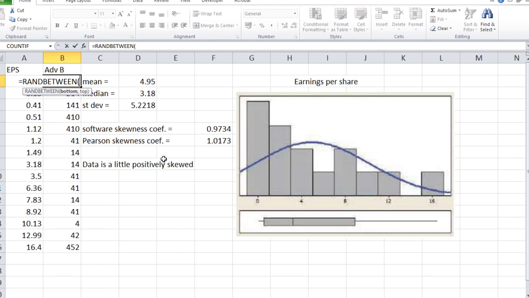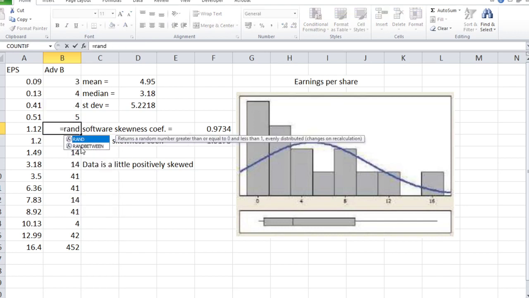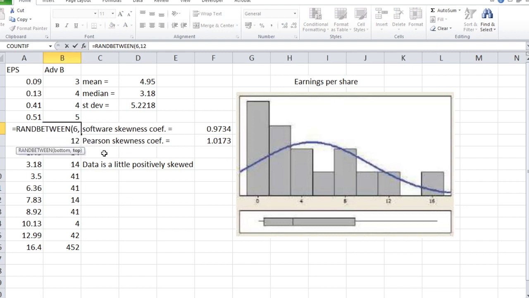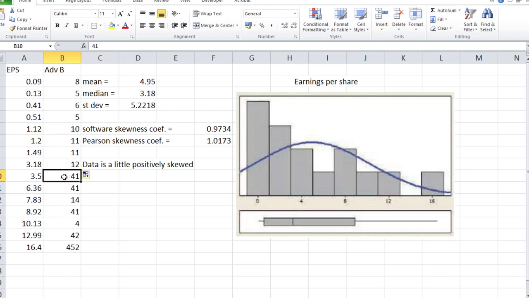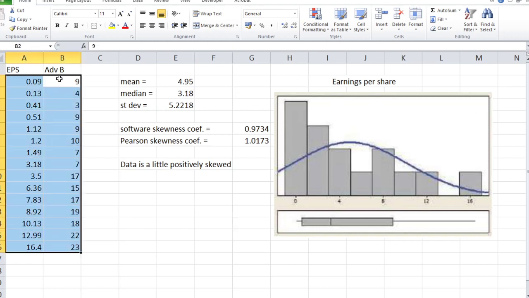Random numbers anywhere between, say, 3, perhaps that's in millions, 3 million and 9 million for, say, these companies. Let me have, okay, something like between 6 and 12 for, let's say, these companies. Okay, so let's say we have this data for the advertising budget and earnings per share.